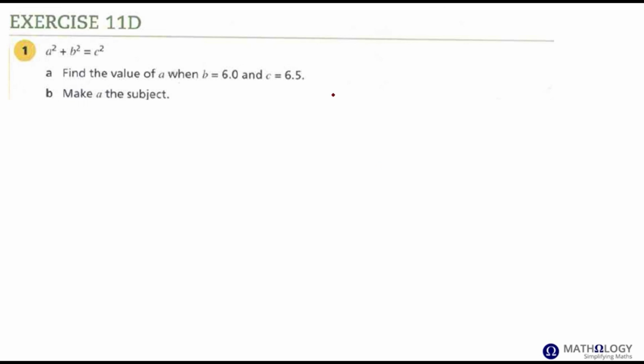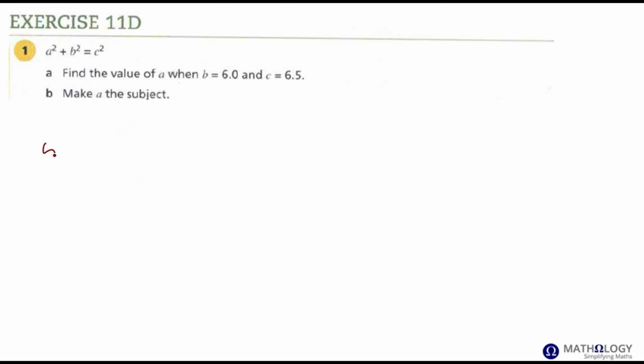Yeah, the whole idea behind literal equations is to express one variable in terms of other variables and numerical values. So looking at this, we have an equation a squared plus b squared equals c squared. We're required to find the value of a when b equals 6.0 and c equals 6.5, and then we're required to make a the subject. Now this question doesn't make a lot of sense because if we make a the subject first and then substitute the values, we can get the value of a immediately.